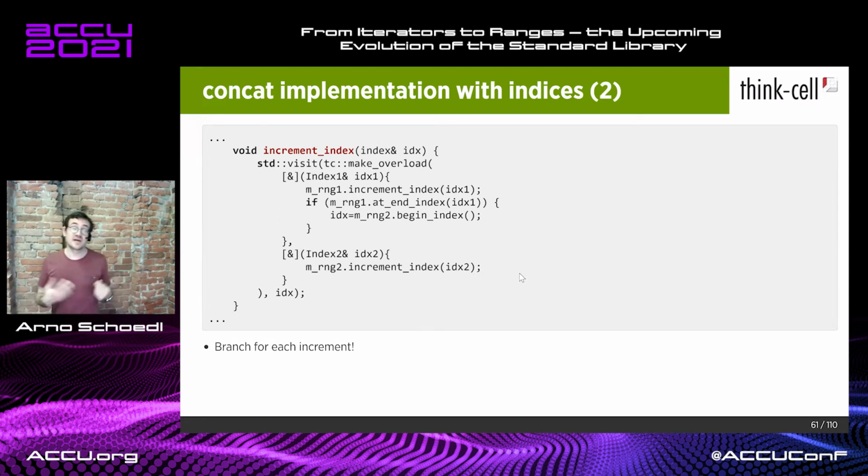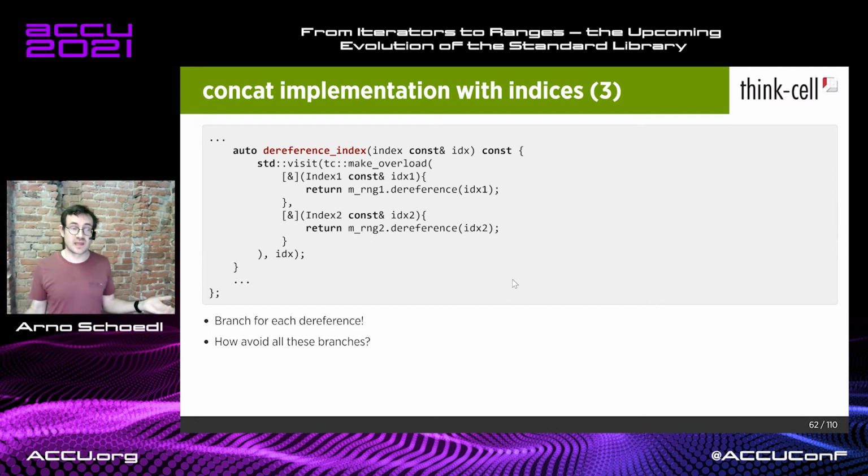Now, every time you want to increment that index, you now have to make a choice. Either you have index 1, and then you have to increment index 1. And once you reach the end of range 1 with index 1, then you have to switch over to the beginning of range 2. Or you already are in range 2, and then you can just increment. That means we have branches for each increment, which is not terribly nice.